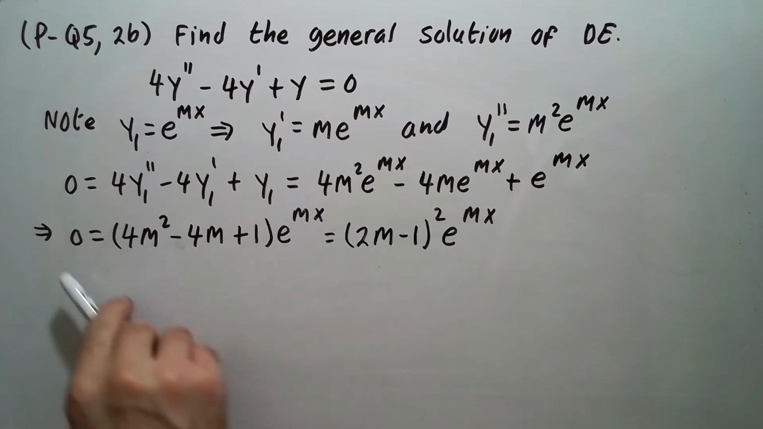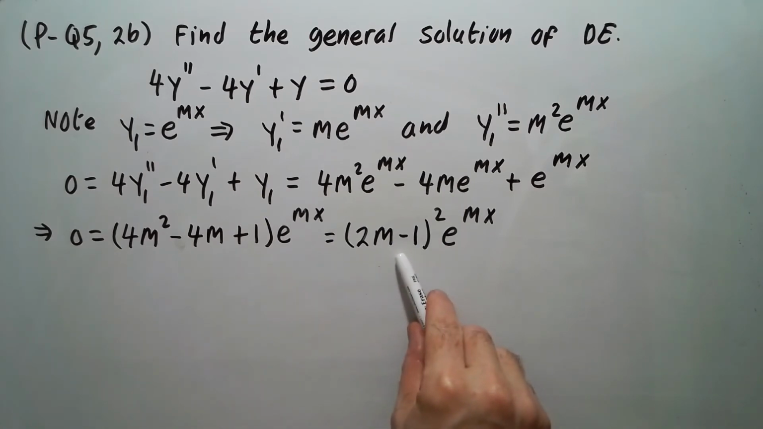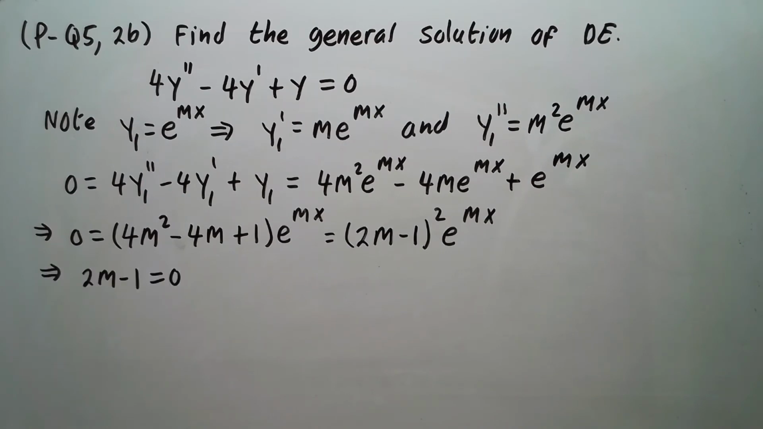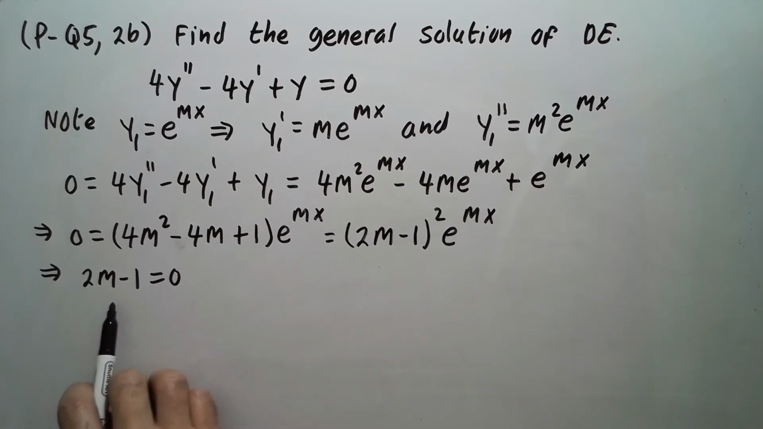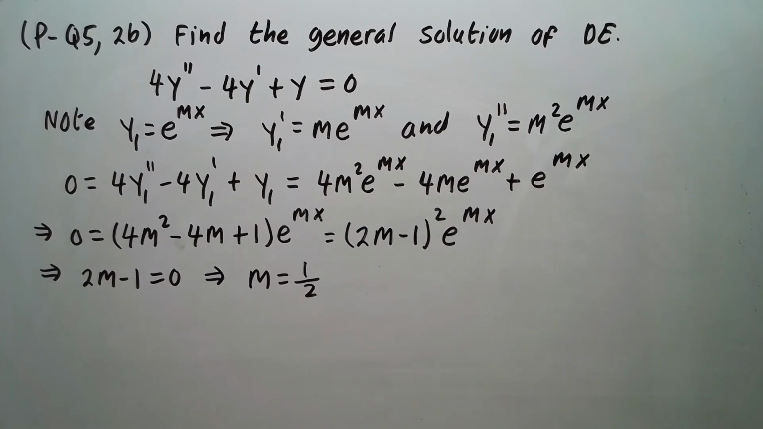And if this has to equal 0, it means the 2m minus 1 needs to be 0. So we have 2m minus 1 is 0, so you can see there's only going to be one solution. Let's add 1, divide by 2. It looks like m is going to be 1/2 here. Okay, so m is 1/2. Since we only have one root, we're going to apply theorem 8, saying we can find the second solution by multiplying the first solution by x. So let me state theorem 8 then.